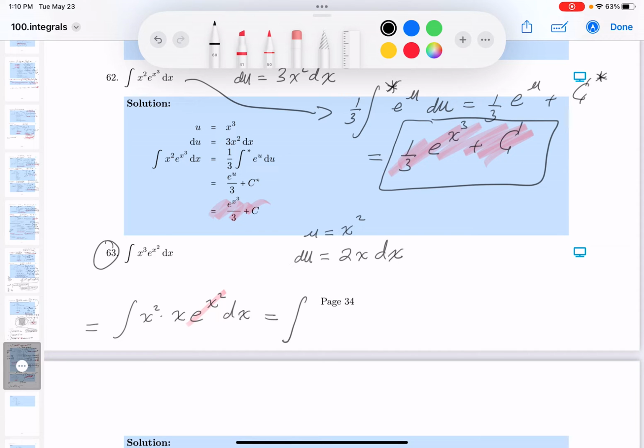And I'll write that down for you. And then I'm looking at this x dx, and that's a half of a du. And then I'm looking at that x squared, and what's that equal to? It's u.